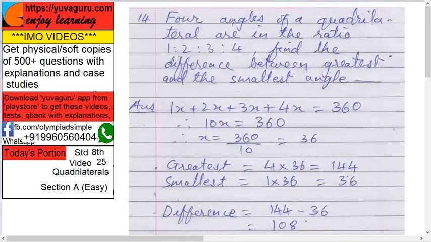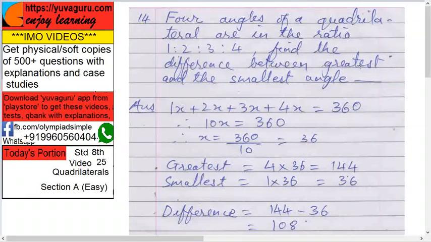Next, four angles of a quadrilateral are in the ratio 1:2:3:4. Find the difference between the greatest and the smallest angle. What is the sum of all the angles of a quadrilateral? That is 360, right? So let the angles be 1x, 2x, 3x and 4x. So add them. 1x plus 2x plus 3x plus 4x equals 360. Add them. 10x equals 360. x equals 360 upon 10. That is 36.